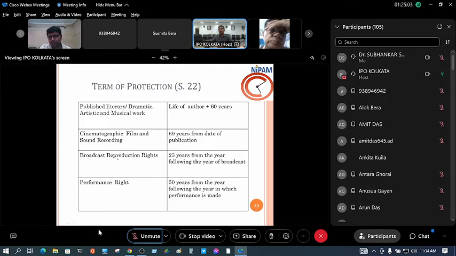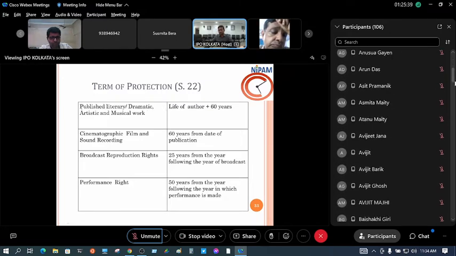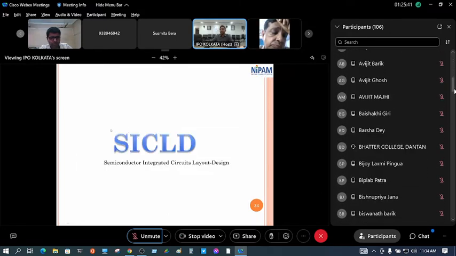For broadcast reproduction right, it will be 25 years from the broadcast. For performance right, it will be 50 years from the year following the year in which the performance is completed. So for that reason only, when you purchase the books of some very old author who died more than 60 years ago, you can clearly see the price of that book is cheaper than new books. That is the reason, because the royalty for that book is not going to be paid to the author, because the term of copyright has been over. So this was all about copyright.